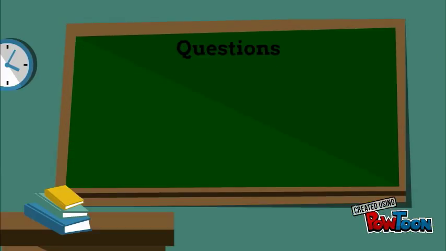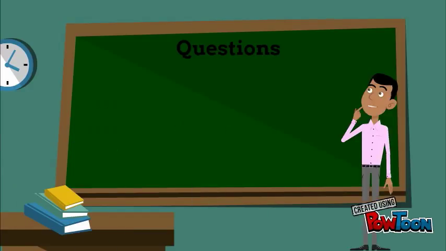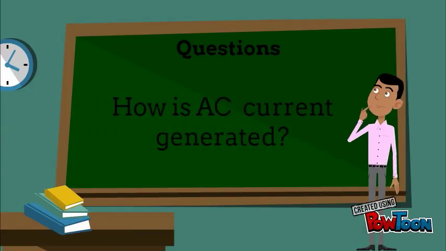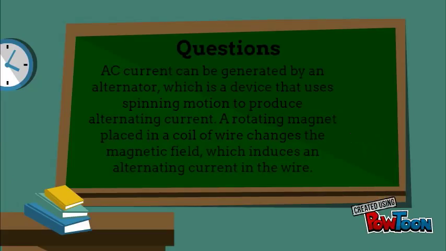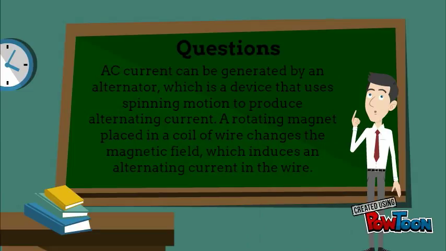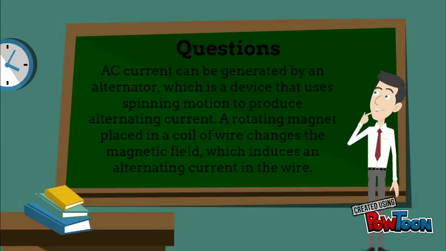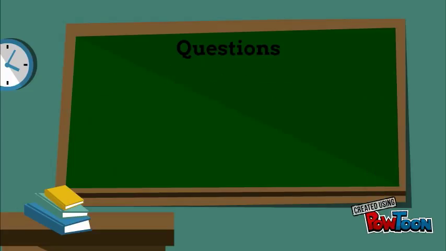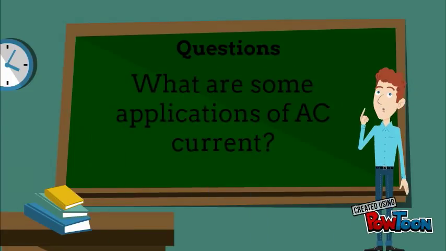170. You may all be wondering a few things aside from the math in this scenario, such as how is AC current generated? AC current can be generated by an alternator, which is a device that uses spinning motion to produce alternating current. A rotating magnet placed in a coil of wire changes the magnetic field, which induces an alternating current in the wire. What are some applications of AC current?